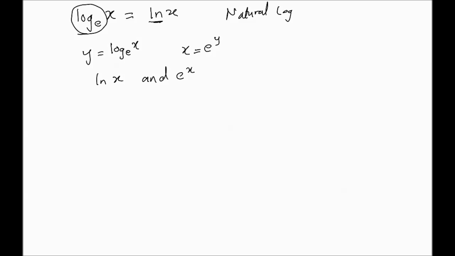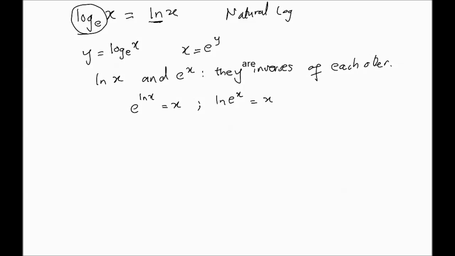So in fact, ln of x and e to the x have a very powerful, very important relationship. They are inverses of each other. So if you were to take e to the ln x, that would be x. If you were to take ln of e to the x, it would be x. In other words, they both eradicate the effect of the other one.